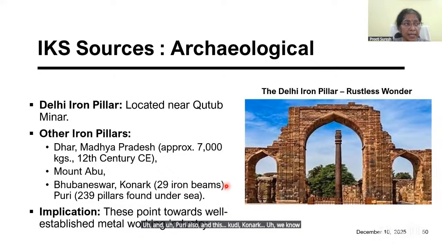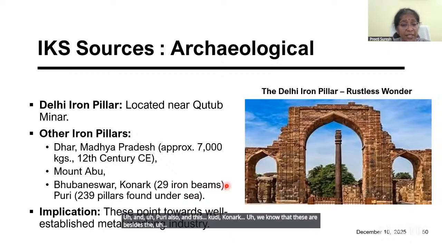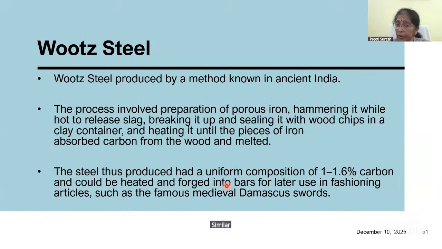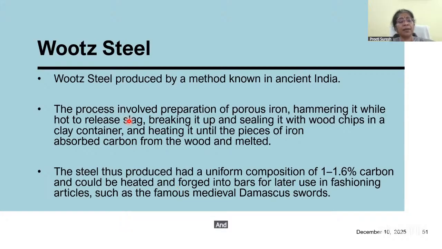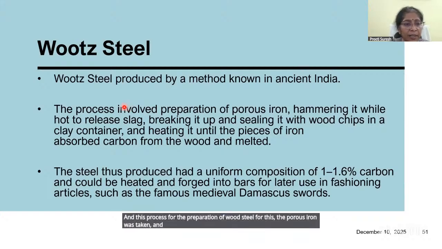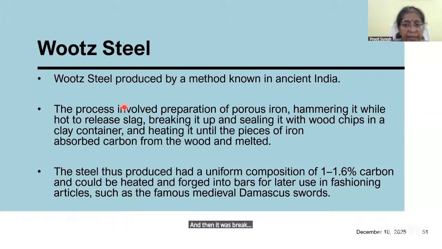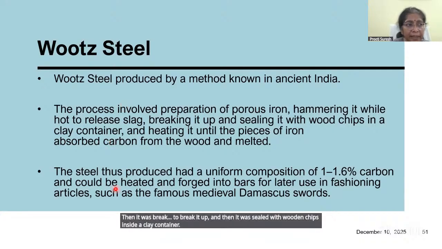We know that these are by the seaside, which has very high humidity, but still they have remained rustless. Similarly, I hope you have also heard about wootz steel. Wootz steel was one of the best steels, produced by a method known in ancient India. For its preparation, porous iron was taken and hammered while it was hot to release the slag. Then it was broken up and sealed with wooden chips inside a clay container, and then it was heated.